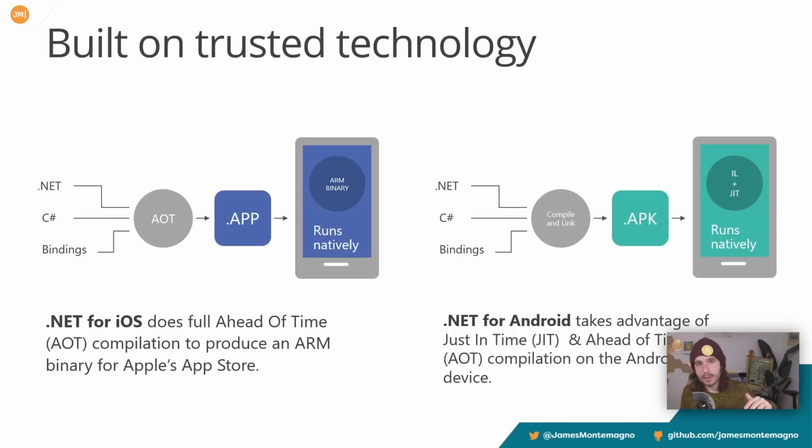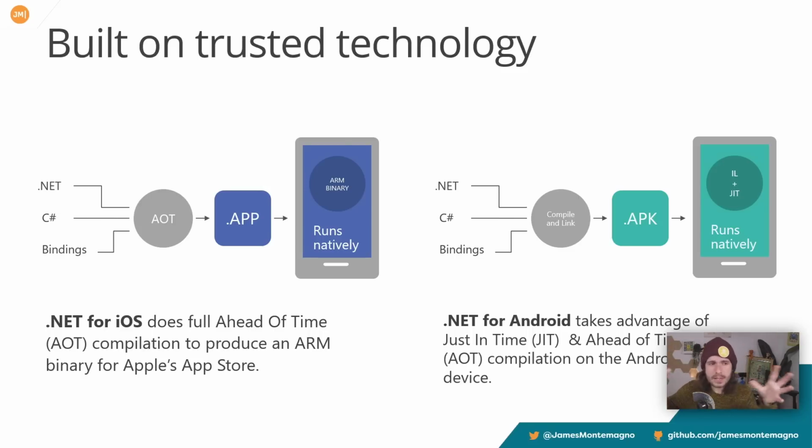That code compiles down into LLVM bytecode, runs through an LLVM compiler and optimizer, and turns into a native ARM binary that you ship to the App Store. Now on Android, you have the option of doing a few different modes: just-in-time compilation, or JIT, ahead-of-time compilation, or a hybrid mode that enables you to do mostly AOT and also a little JIT, based on your app and how much size you need.